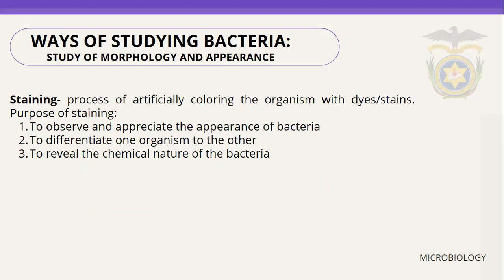For the next part, we should know the ways of studying bacteria. The first one is the study of the morphology and the appearance. Staining is a process of artificially coloring the organism with dyes or stains. The purpose of staining is to observe and appreciate the appearance of bacteria, to differentiate one organism from the other, and to reveal the chemical nature of the bacteria.